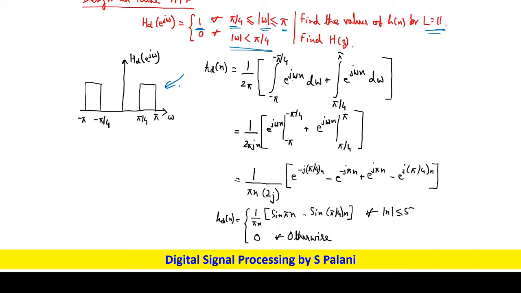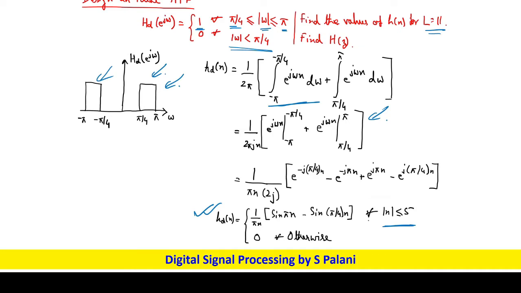Again if you see 1 by 2 pi, the same equation, but herein both the pass bands are separately present, whereas in the previous case it was conjoined, the negative half and the positive frequency component were conjoined, so we had only one integral. However, herein we will be having two integrals, okay, but the process remains the same. You perform this, you get h_d(n) equals 1 by pi n within brackets sine of pi n minus sine of pi by 4 n for modulus of n less than or equal to 5.